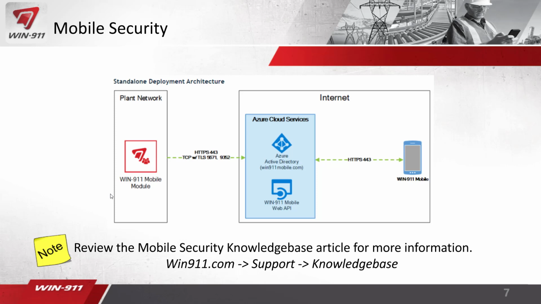This is all outbound connection initiated to the Microsoft Azure Cloud Service, so it's their Azure Active Directory and the Win911 Mobile Web API. And that then is responsible for sending the information to the mobile app, the end user, and that communication back and forth is also HTTPS 443. We do have a mobile security knowledge base article for review. If you have more questions on this, just go to our website, go to support knowledge base, and you can just search for the Win911 mobile security.